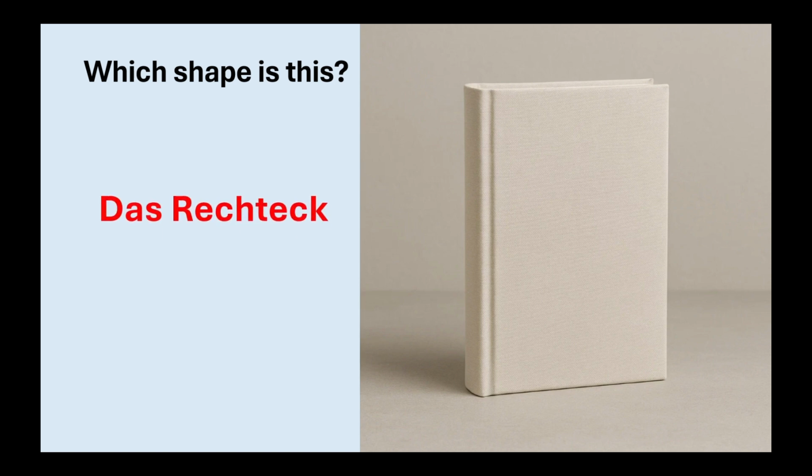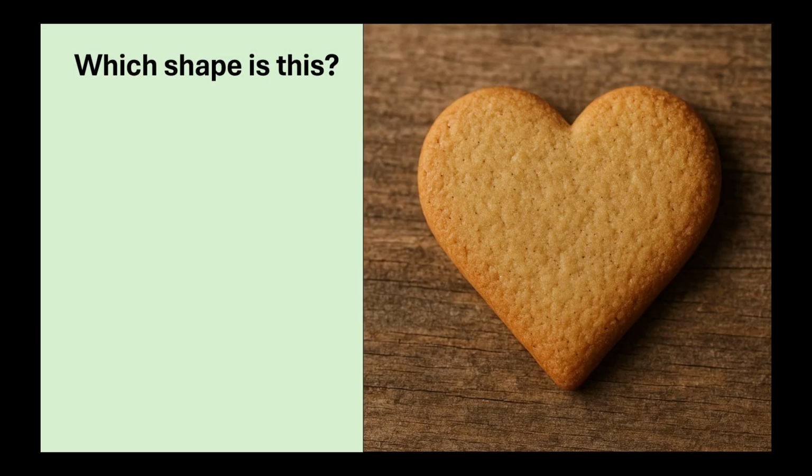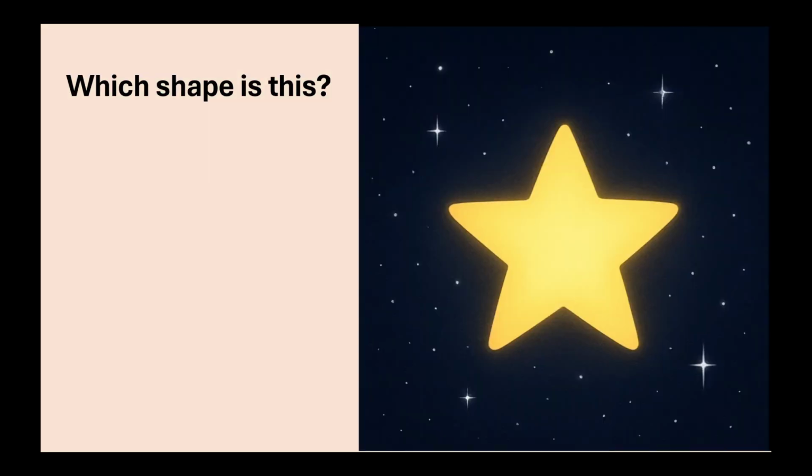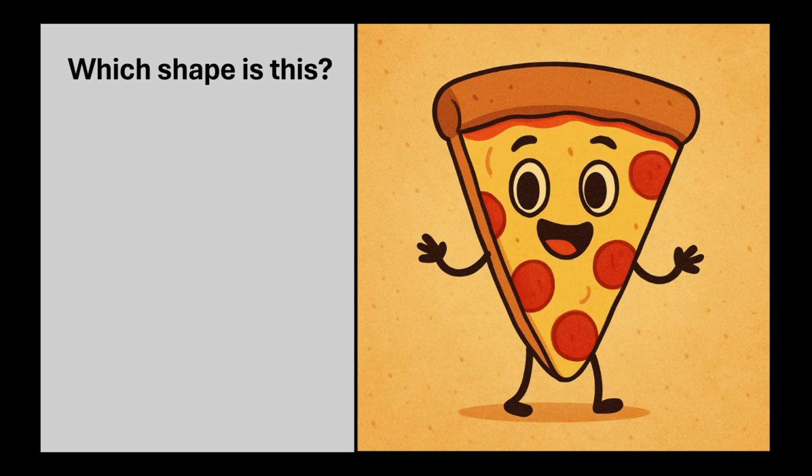Which shape is this? Das Rechteck. Which shape is this? Das Herz. Which shape is this? Der Stern. Which shape is this? Das Dreieck.